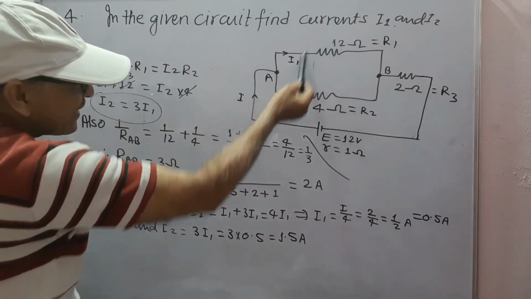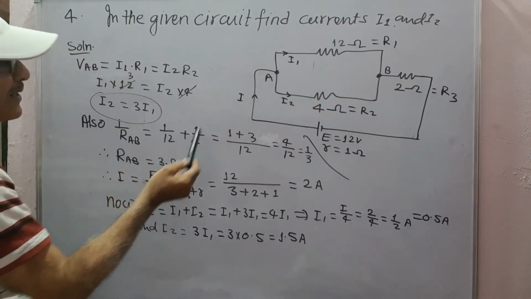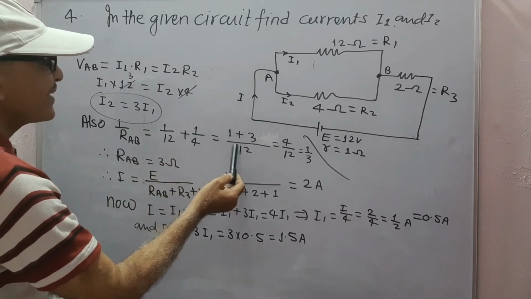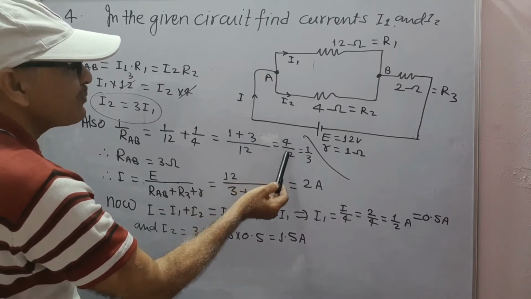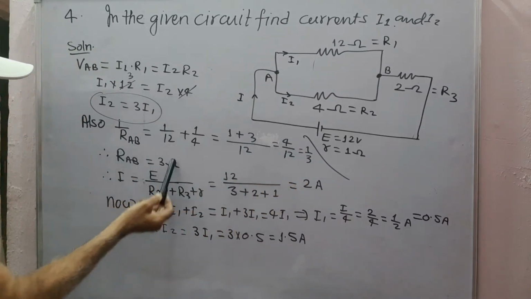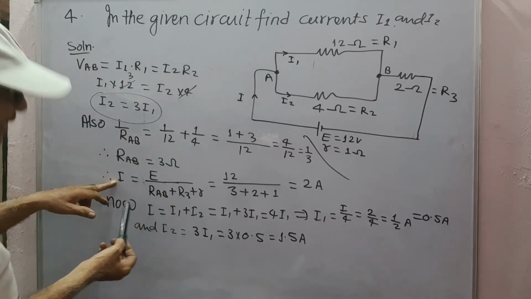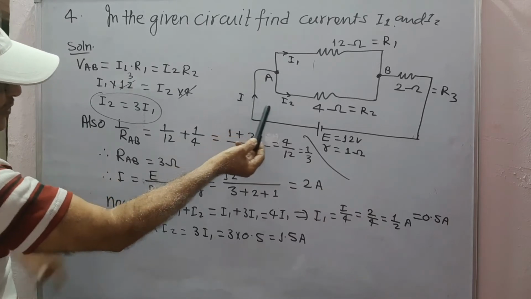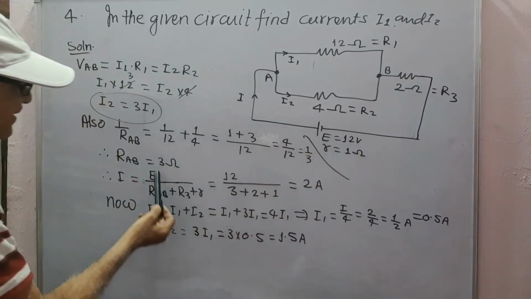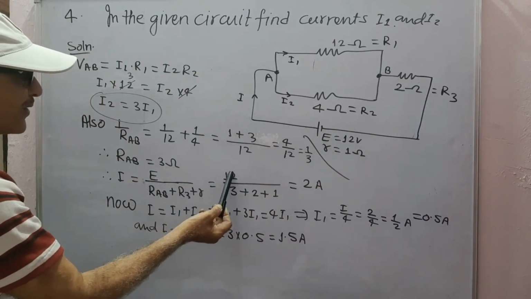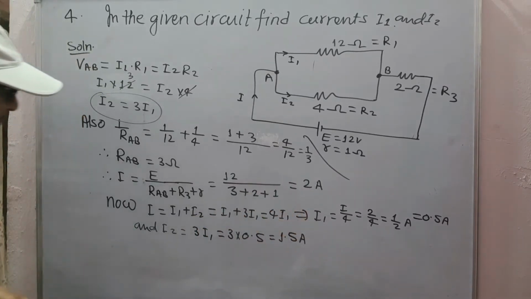Now equivalent resistance of these two will be in parallel. 1 upon RAB is equal to 1 upon 12 plus 1 upon 4, which is LCM is 12. 1 plus 3 means 4 upon 12, which is 1 by 3, gives RAB is equal to 3 ohm. Now current in the circuit will be I is equal to E upon RAB plus R3 plus internal resistance. Putting the values, 12 upon 3 plus 2 plus 1 means 2 ampere.